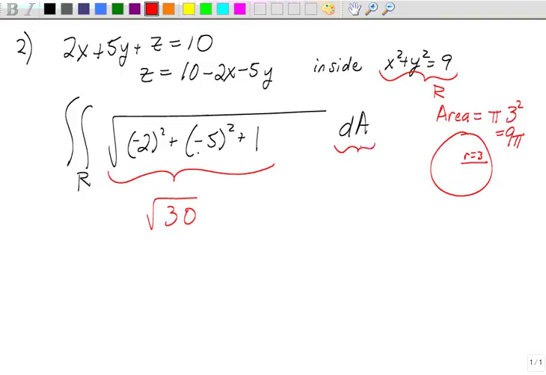double integral of the dA gives us the area of that disk, which is 9 pi. So that's all we have to do. We don't even have to integrate it. Because, let me go back, square root of 30 is a constant, so that can come outside. And this will give you the area of the region, which is just 9 pi.